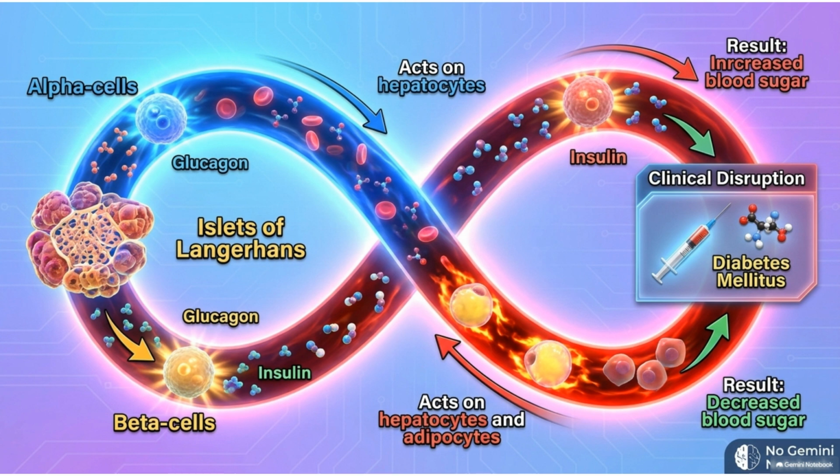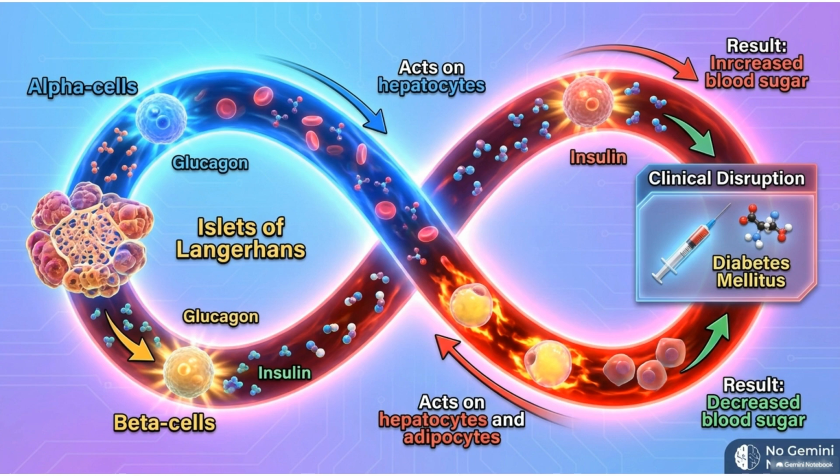Alpha cells secrete glucagon, the hyperglycemic hormone. Glucagon stimulates glycogenolysis, the breakdown of glycogen to glucose. Glucagon stimulates gluconeogenesis, the production of glucose from non-carbohydrate sources, like amino acids. It reduces cellular glucose uptake and its utilization. Glucagon acts on only hepatocytes, unlike insulin, which acts on both hepatocytes and adipocytes.